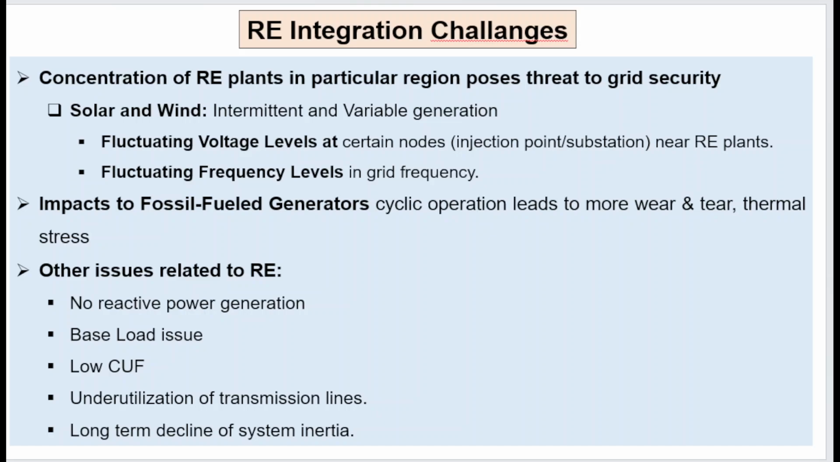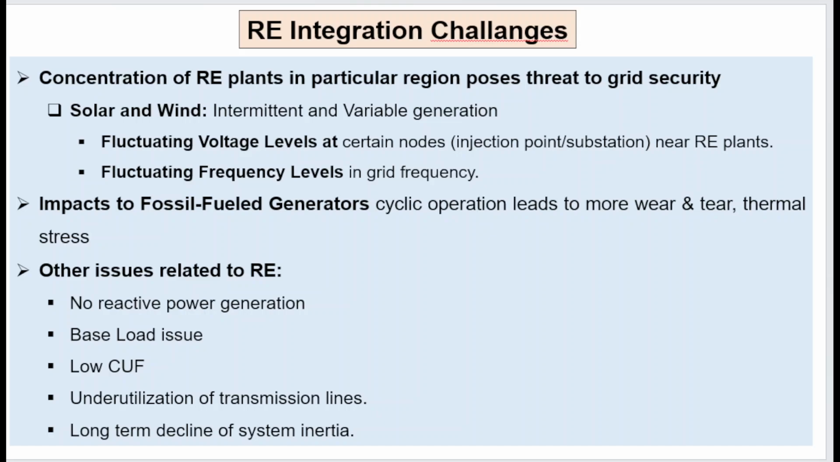Other issues are also there. Renewable energy does not provide any reactive power. It cannot support the base load. It has a low capacity utilization factor, which was discussed in the previous lecture. Other issues we can discuss in detail; they will come in some other lecture. If you want any particular issue to be discussed in detail, you can comment that in the comment section. I will try to clarify those in the next lecture.